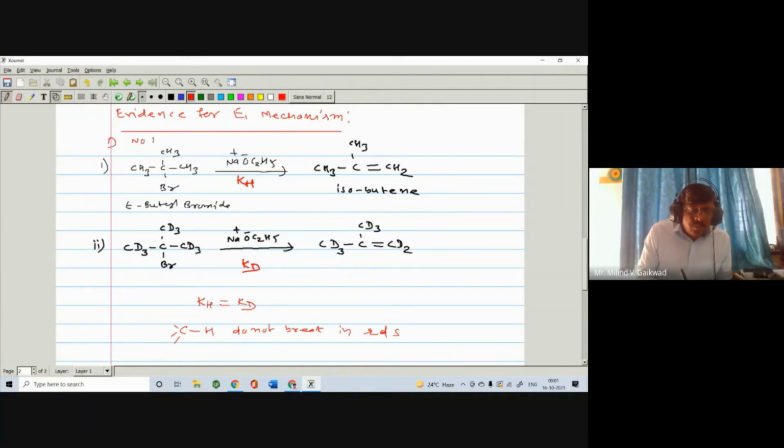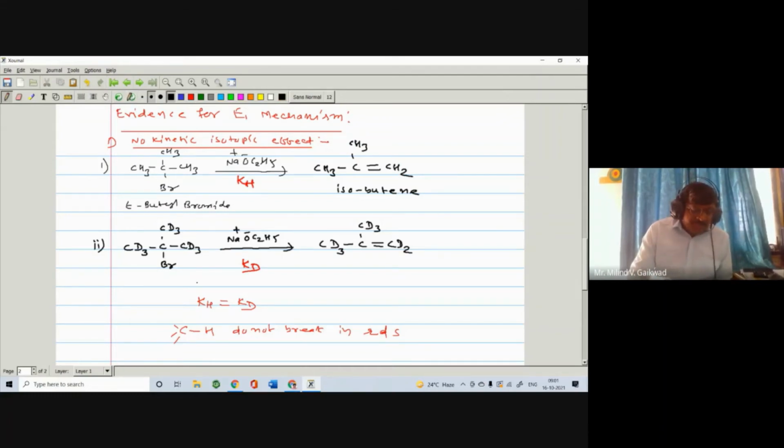Here is no kinetic isotopic effect. It means the CH bond breaking is not involved in the RDS step.